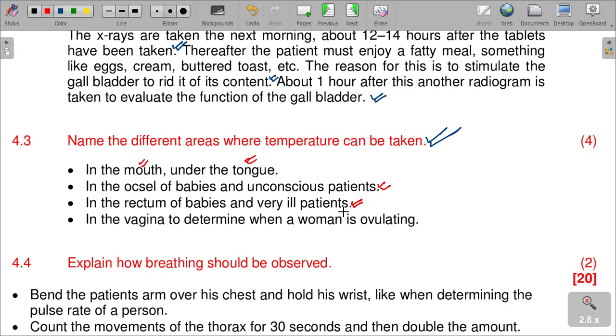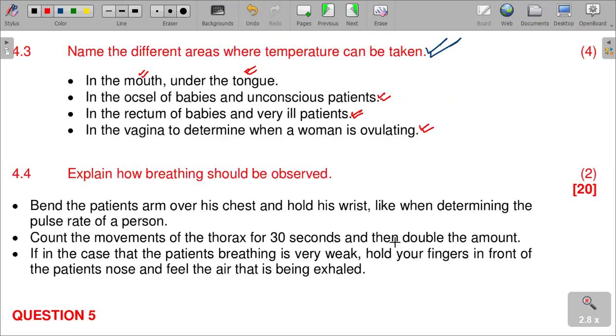You need to understand again for which patients: very ill patients and also young babies. In the vagina, temperature can also be taken to determine when a woman is ovulating.